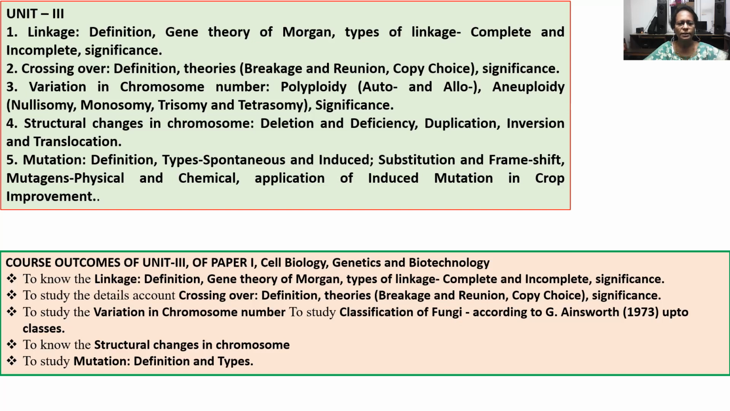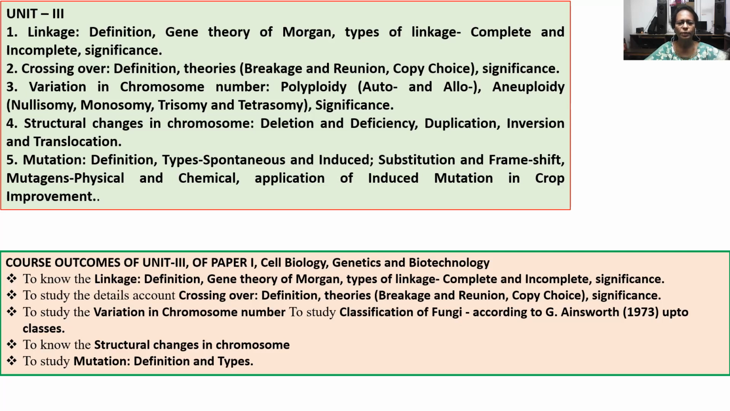Now about structural changes in chromosome, that is chromosomal aberration, in which deletion and deficiency, duplication, inversion, and translocation are included. In mutation, there are the definition, types of mutation, that is spontaneous and induced, substitution and frame shift mutation, types of mutagens, that is physical and chemical mutagens, and application of induced mutation in crop improvement.